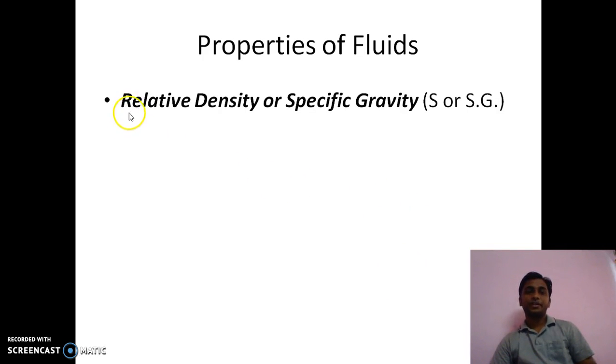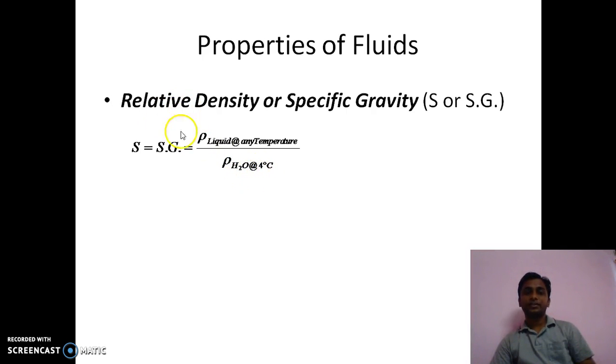Now the next property is relative density, which is also known as specific gravity, and it is denoted by the symbol S or Sg. Sg stands for specific gravity. Now what is this relative density? The name itself defines the meaning. Relative density is the density of a liquid defined relative to another liquid. It is defined as the density of a liquid at any temperature divided by the density of water at 4 degrees Celsius.